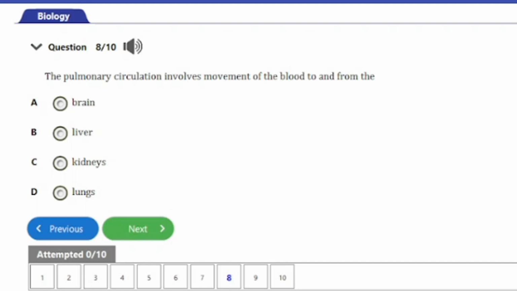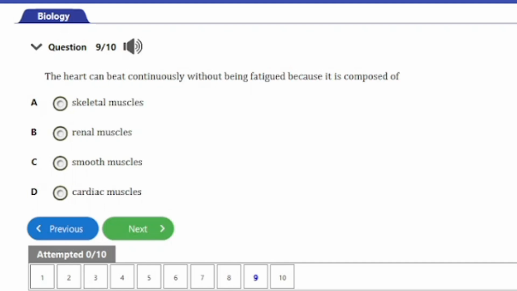Let's consider the next question, question number 9. It says, the heart can beat continuously without being fatigued because it is composed of A. skeletal muscles, B. renal muscles, C. smooth muscles, D. cardiac muscles. The answer to this question is option D, the cardiac muscles.